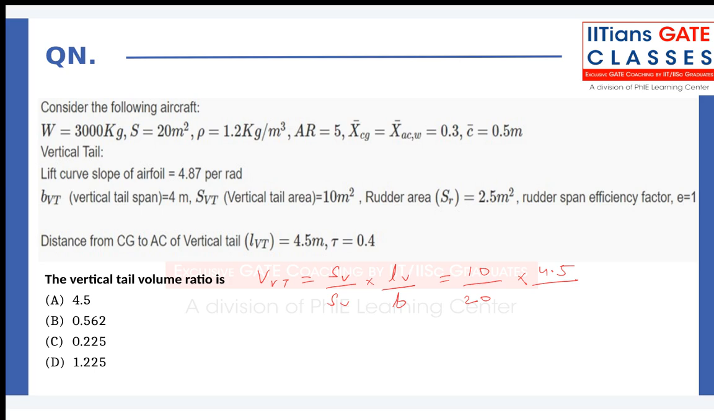Yes, now everybody's getting C. Okay, so let's just do it for completion's sake. We needed to use the aspect ratio equation. So aspect ratio AR is B squared by S. Aspect ratio, where was the aspect ratio? Yeah, 5 is B squared by S, which is 20. And so B you get as 10. Plug that in here and you get C. Correct. Next question.